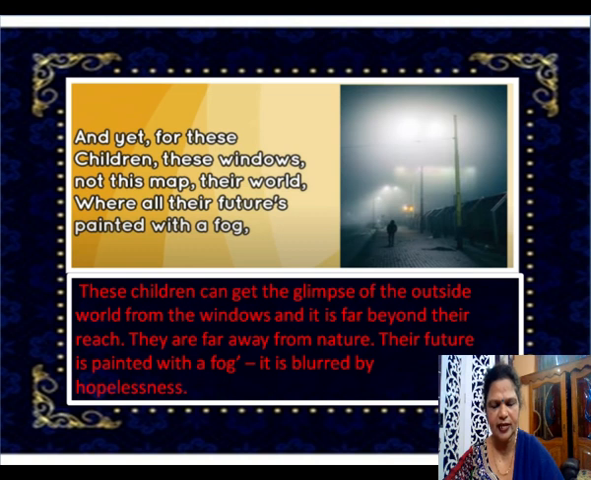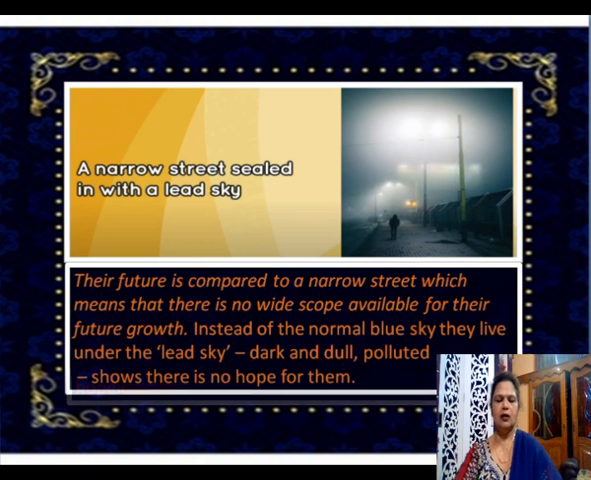After the fog, in reality, the clearness, the light is there. But for these children, there is always a fog. Fog is always followed by the night for these children. So their future is full of hopelessness. This is a blurred picture. A narrow street sealed in with a lead sky. Now the explanation. Their future is compared to a narrow street, which means that there is no wide scope available for their future growth.